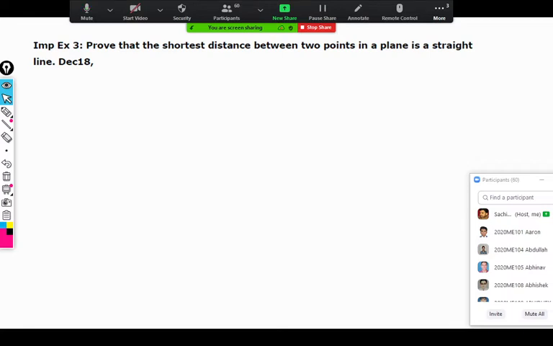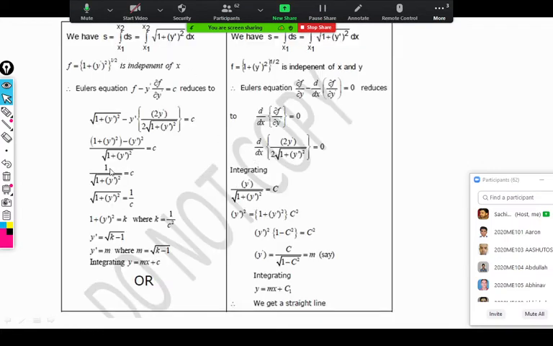There are 3 particular examples, and the remaining are general examples. One of them we already finished in the last session: prove that the shortest distance between 2 points in the plane is a straight line. This is one of the common examples which repeats in the exam again and again. We did this example in the last session, and you have already seen this solution.